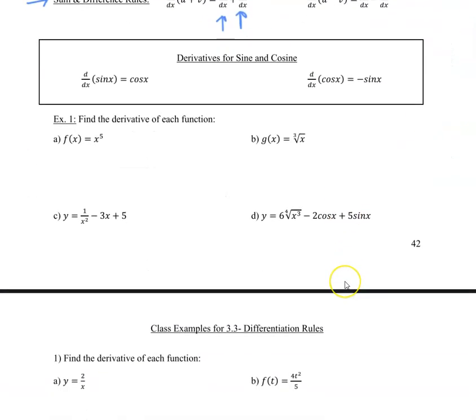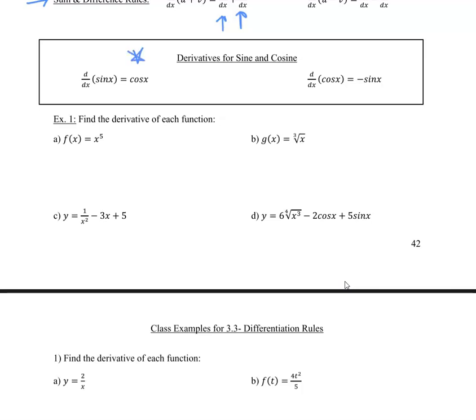And then finally, if we're looking at a sine or a cosine function, the derivative of sine is cosine. That's it. It's just a rule to remember. Derivative d dx of sine is going to become cosine. The derivative of cosine is going to be negative sine. So these you'll want to get memorized.